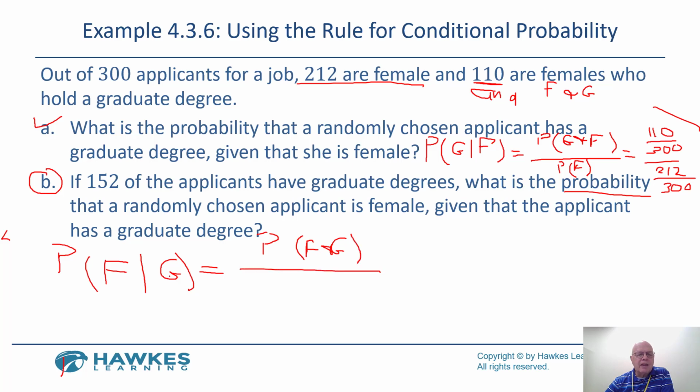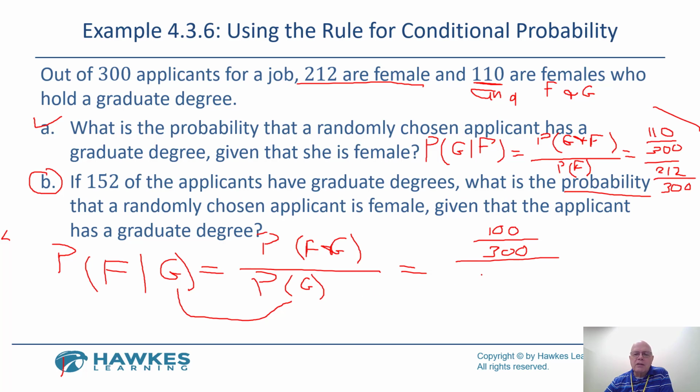On the bottom is the given probability, the probability of the graduate degree. The G's agree. So what is it? Well, female graduates, there are 110, just like the last one. The numerator is always the same. We've got 300 applicants.